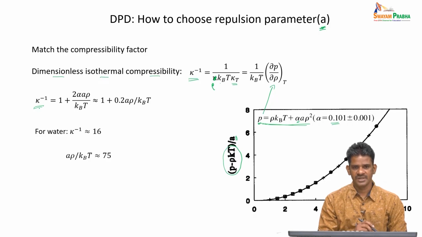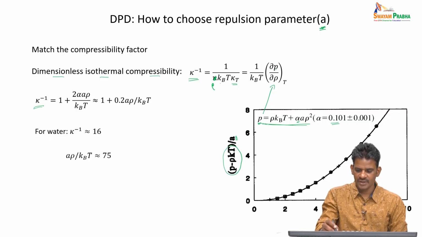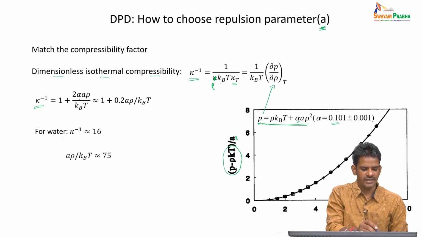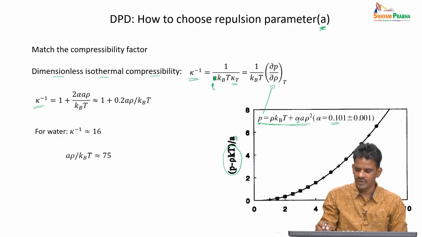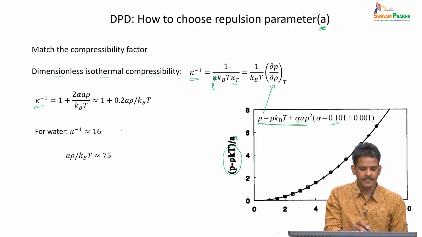non-dimensional isothermal compressibility. So in this case, you can see if I substitute P here, the first term becomes just kBT, the second term becomes 2 times alpha A rho, and then you divide by kBT. Then the first term will be just 1 and the second term becomes 2 alpha A rho by kBT. If you substitute for alpha, which is 0.1, you will see that the non-dimensional isothermal compressibility becomes 1 plus 0.2 A rho divided by kBT.